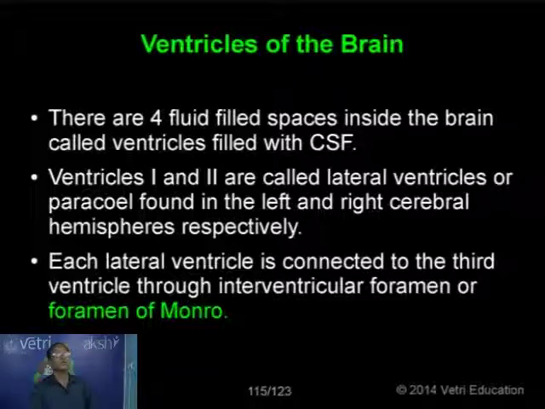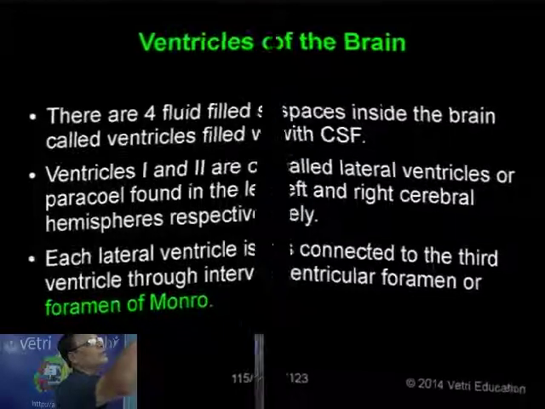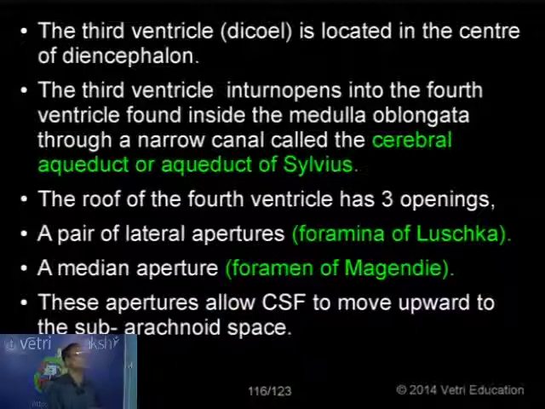Now these two ventricles separately open into ventricle number 3, found in the diencephalon, by means of an opening called the foramen of Monro. Ventricles 1 and 2 are also called procoel or paracoel. Para means lateral, pro means first. So together they are called the paracoel, and they open separately into the third ventricle found in the diencephalon by means of an aperture called the foramen of Monro. The third ventricle is formed in the diencephalon region.